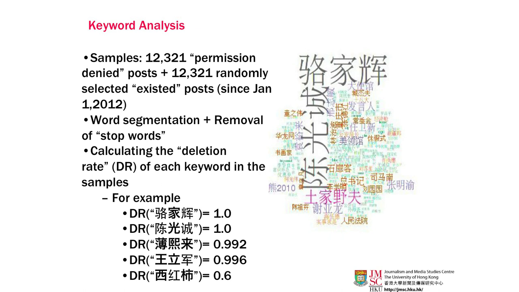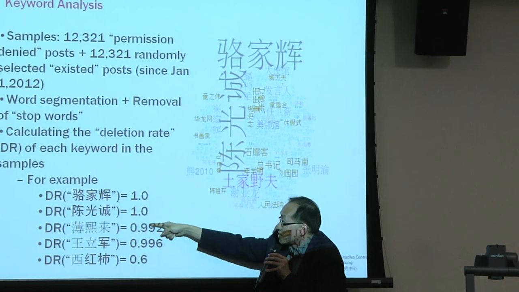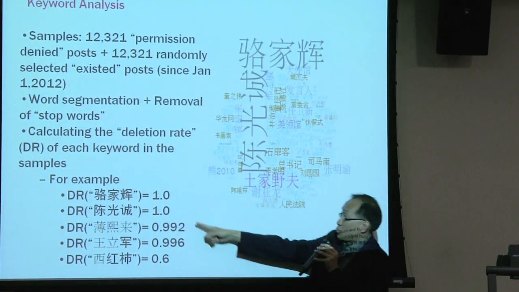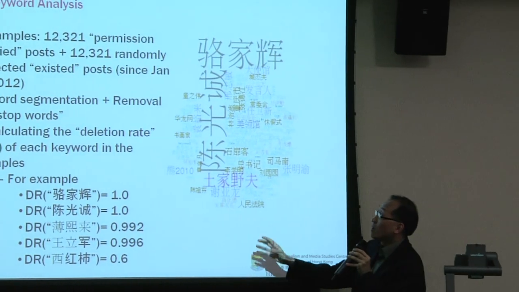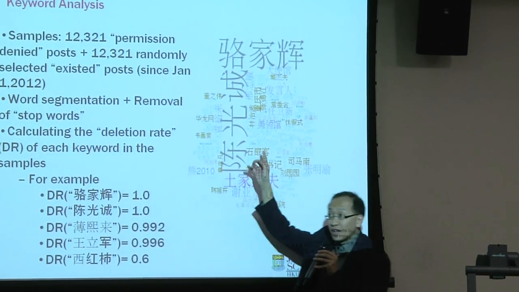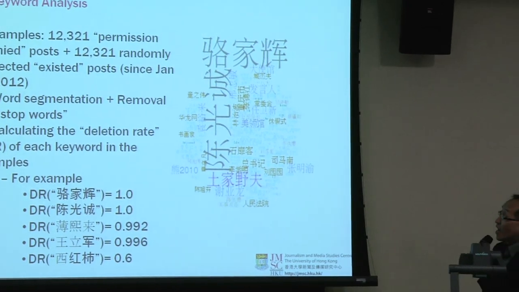We do the Chinese word segmentation and remove all the stop words. Then we can calculate what we call the deletion rate, which means the ratio of those words found in the deleted messages. You find out that these words are very close to one. That means totally deleted. It means we can find Chen Guangcheng only in the deleted set.